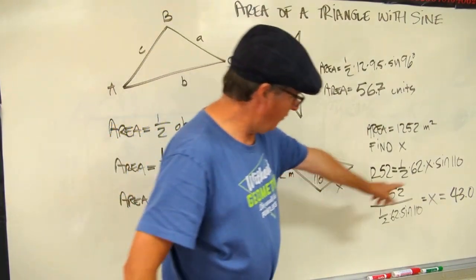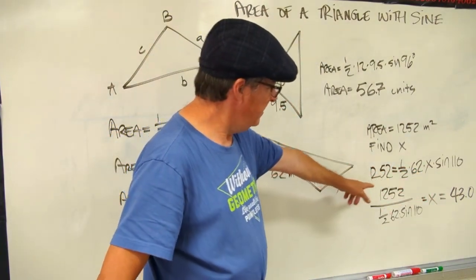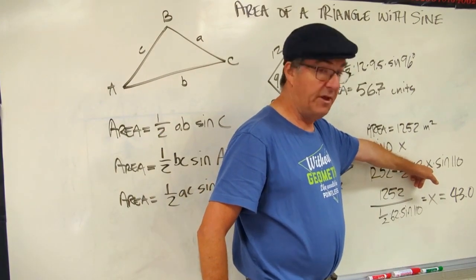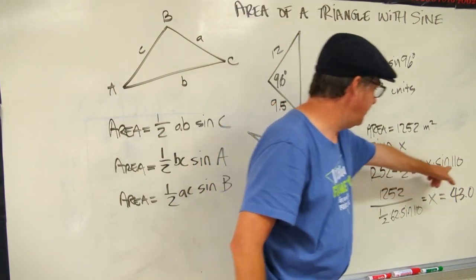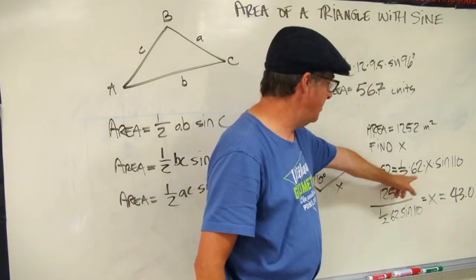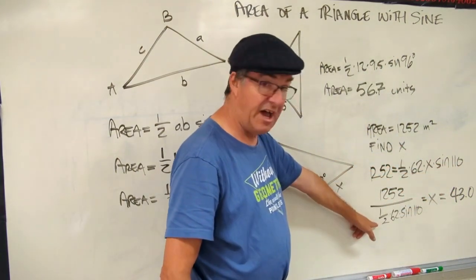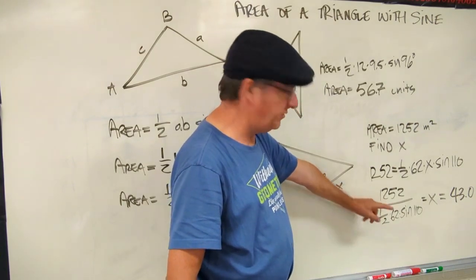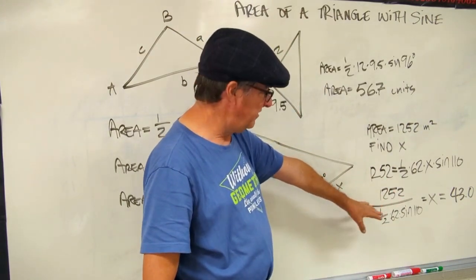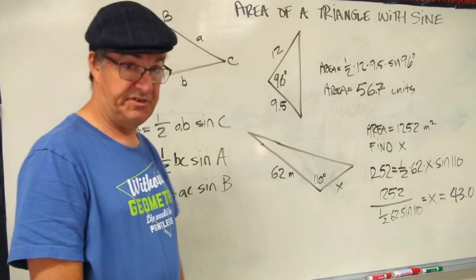I got 43.0, and here's how we did that. We have our x over here, so we have to divide through by all these 3 other things that x is multiplied by, which is 1/2, 62, and sine 110. So they wound up on this side underneath the 1252. Then I just got out my calculator, did the calculation, and I got 43.0.